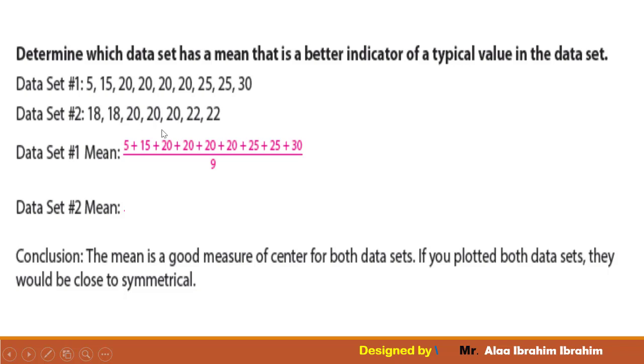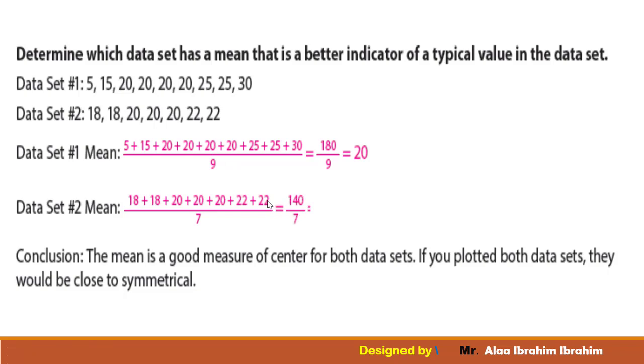Like this, I put 5 plus 15 plus 20 and count how many values I found, all of them 9, so I find my mean. This is my way. The second one, the same, I add all of them, then I count all of them, then I find my result. So this is the conclusion.